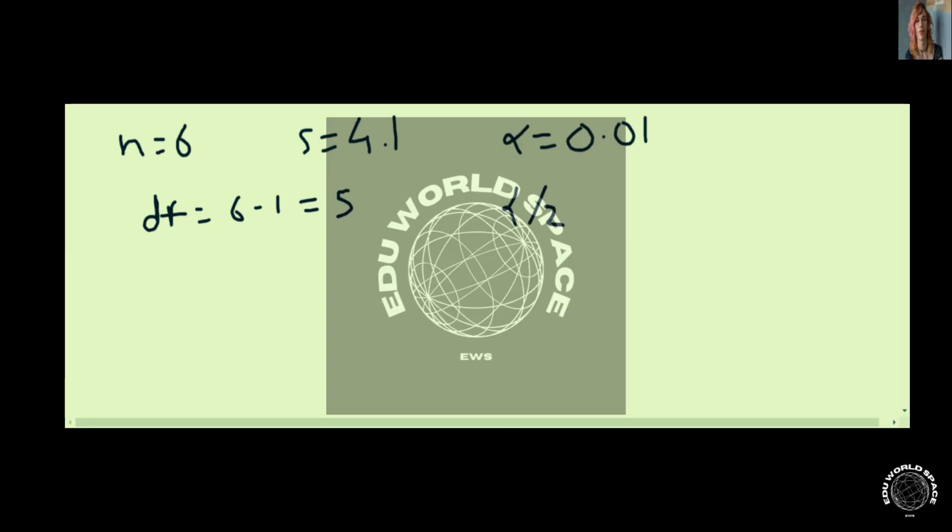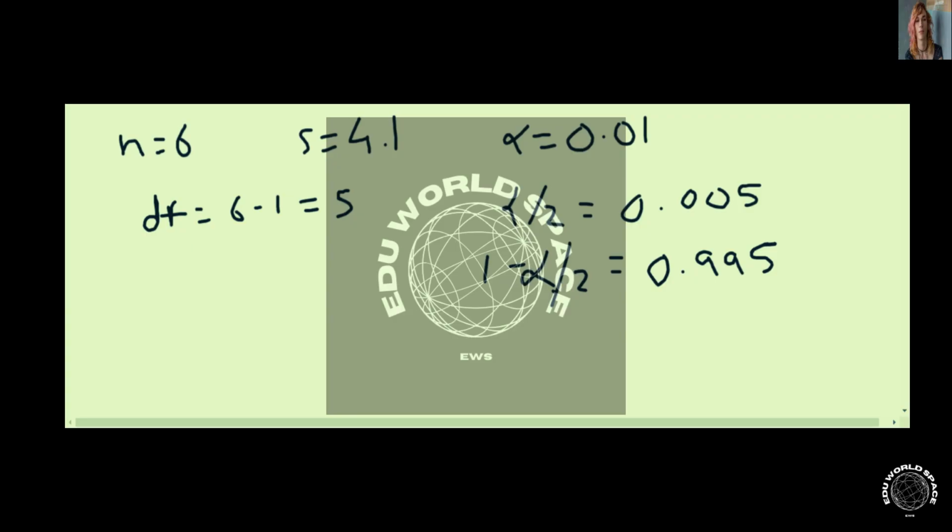Alpha by 2 becomes 0.005, and 1 minus alpha by 2 becomes 0.995.